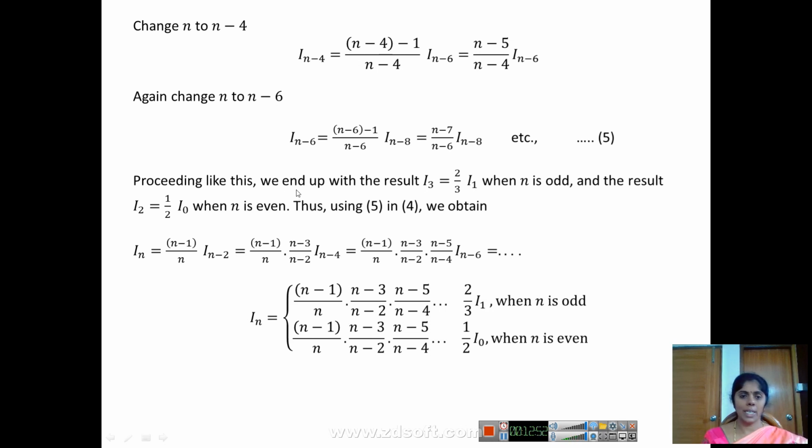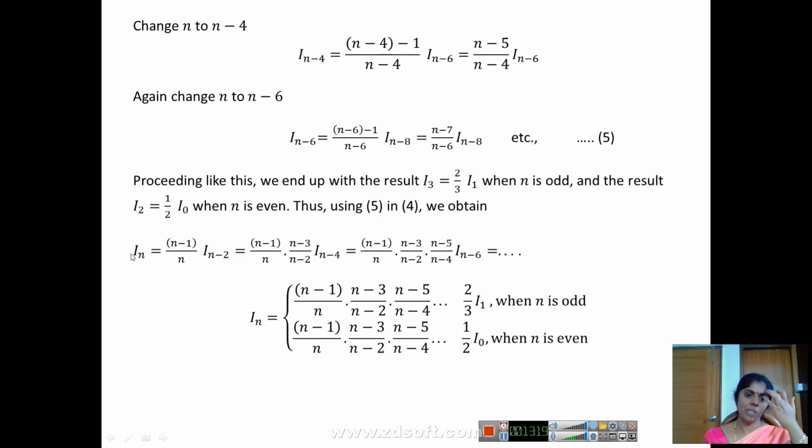Proceeding like this, we end up with the result I3 and I2. So I3 can be written as 2 by 3 of I1 when n is odd. The result I2 equals 1 by 2 I0 when n is even. Thus, using equation 5 in equation 4, we work it out.